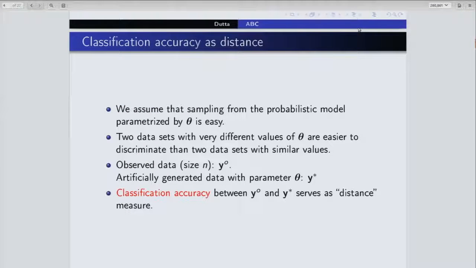But what is the basic idea? We assume the sampling from the probabilistic model is parameterized by theta. So we introduce the model M, which is indexed by theta, and theta is our interest. Two data sets with very different values of theta are easier to discriminate than two data sets with similar values. What does it mean? That you can forward simulate. So let's say you have a theta 1 and a theta 2, and you simulate from theta 1 and you simulate from theta 2.